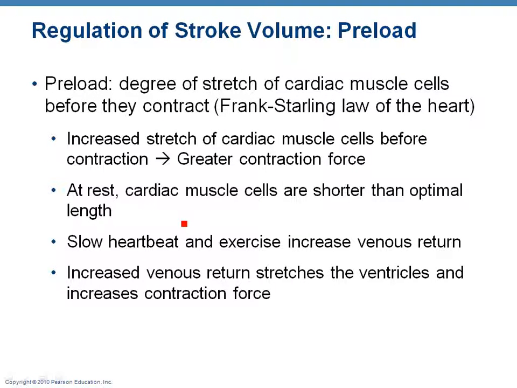Okay, so what is preload? Preload refers to how stretched the cardiac muscle cells or cardiac muscle fibers in the walls of your ventricles are before they contract. Okay? And there were a couple of guys named Frank and Starling a long time ago who generated the Frank-Starling law of the heart, which is based on this degree of stretch of the cardiac muscle cells.